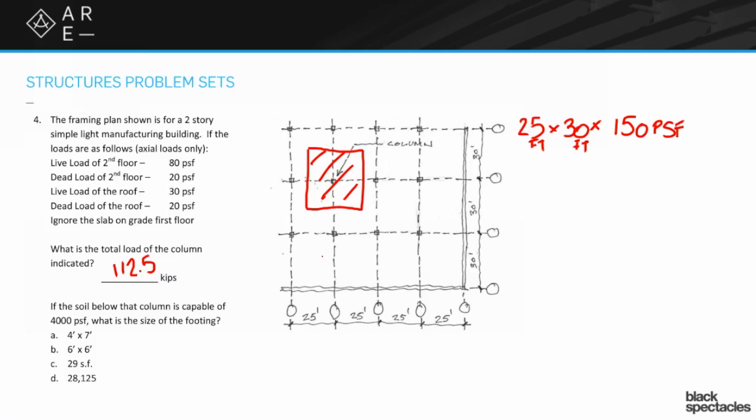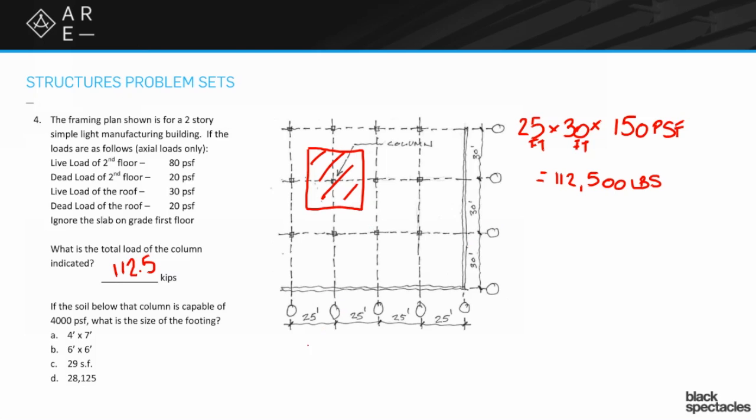Units are a huge deal. So the first part of the answer is 112.5 kips, but then that leads us to the second question: if the soil below that column is capable of 4,000 PSF, what is the size of the footing? So the 4,000 PSF is referring to the soil capacity. If you put a load on that's more than 4,000 pounds per square foot, presumably it would start to settle or some problem would start to happen. So how can we make sure we're being safe? What kind of area do we need to be able to handle that load?